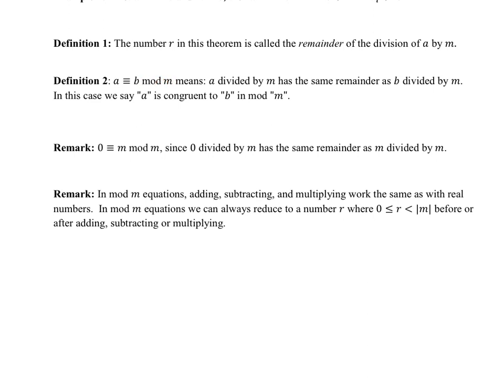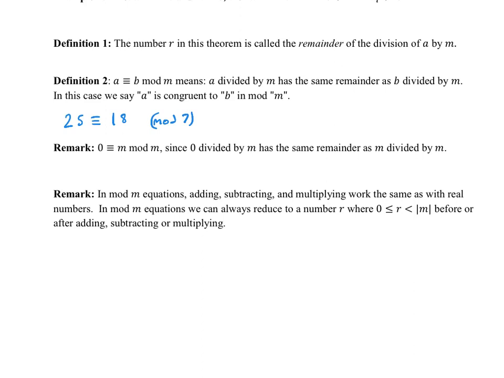So what does this mean? It means that they have the same remainder, A and B do, when you divide by M. So A divided by M and B divided by M has the same remainder. Let's write down some examples. So we could say that 25 is congruent to 18 in mod 7.